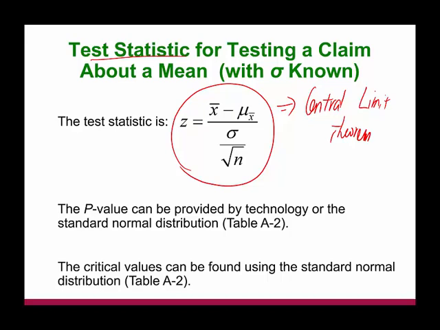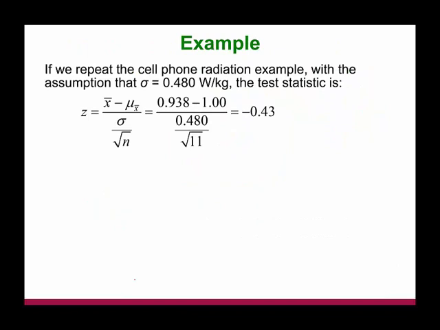Sample mean minus population mean, divided by population standard deviation over the square root of sample size. The p-value we find from table A2. You can find it in Excel as well. Critical values we find using the standard normal distribution from table A2. Now let's repeat it. In this case, if you're assuming the standard deviation is 0.480, the test statistic will turn out to be negative 0.43.